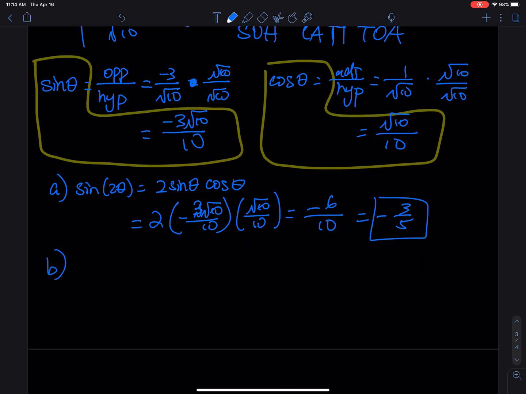And then in part B, we have cosine of 2 theta. There are 3 formulas for the double angle of cosine, right? Use either one of them. I will pick the first one, cosine square minus sine square. And once again, cosine square is the square of cosine, right? And then the 2 theta is 2 times an angle. This one, the 2 is not going to multiply the angle.